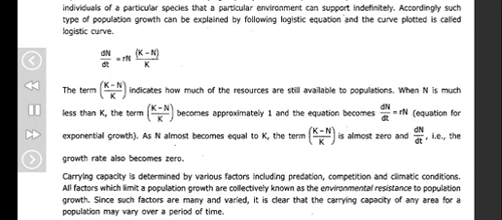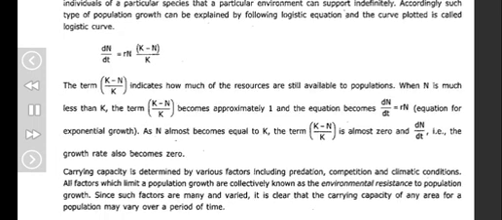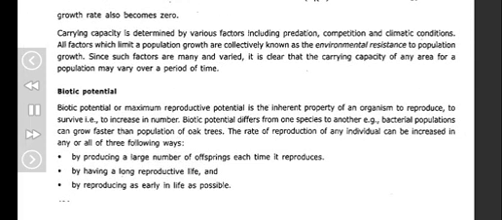As N almost becomes equal to K, the term (K-N)/K is almost 0, i.e., the growth rate also becomes 0. Carrying capacity is determined by various factors including predation, competition and climatic conditions. All factors which limit a population's growth are collectively known as the environmental resistance to population growth. Since such factors are many and varied, it is clear that the carrying capacity of any area for a population may vary over a period of time.